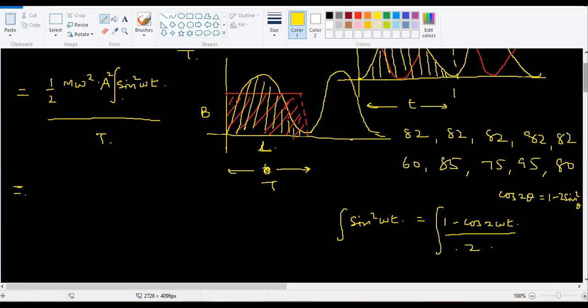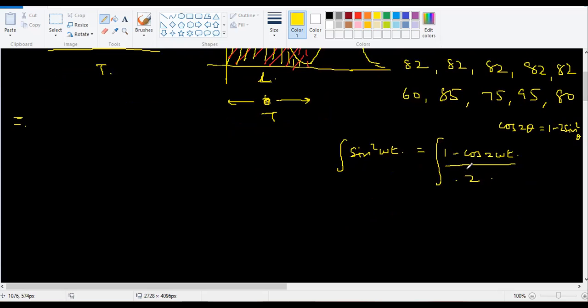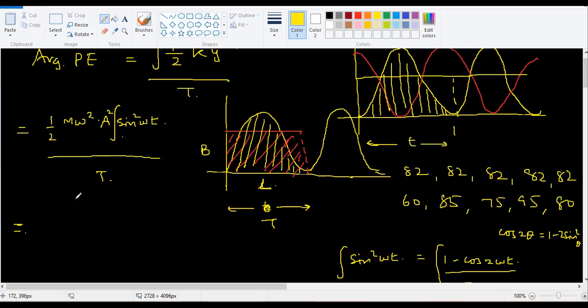Okay, even 12th standard students will have difficulty, so I don't want to confuse you. So if I integrate these things, I'm going to give you only the final answer. So when you integrate this, I'll be getting 1 by 2 m omega squared a squared. Meaning it will be 1 by 4 m omega squared a squared. Similarly, for kinetic energy also, the same thing will happen.